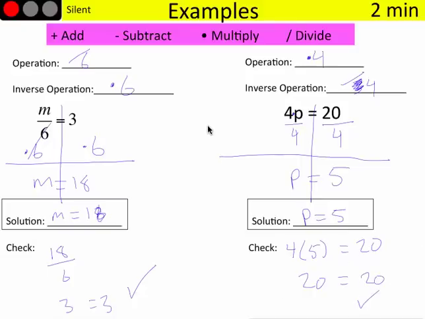Alright, now pause the video and try the next you-try problems. When you're finished, then you can move on and check your answers. Pause the video now.